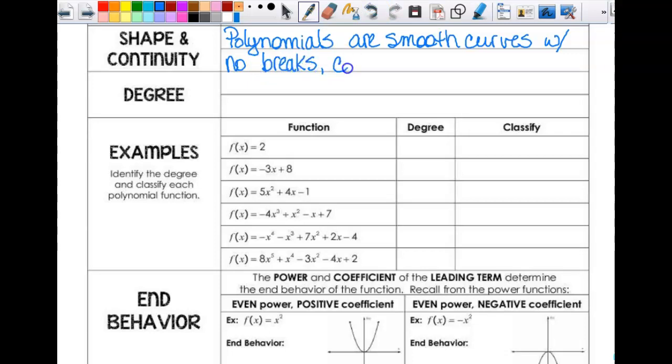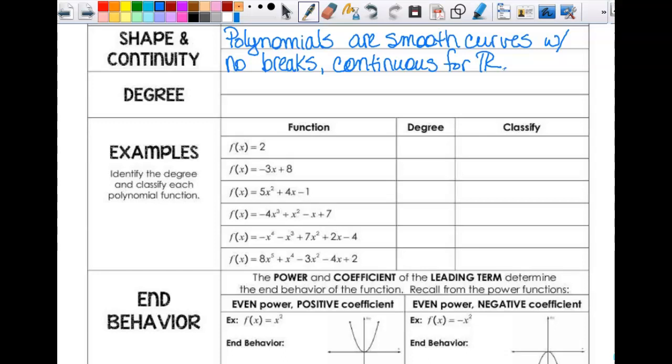Which means it's continuous for all real numbers. Okay, so we talked about continuity before, and we would have like jump or hole point discontinuity, that sort of thing. Polynomials are all continuous. So if I put my pencil down, I can draw the whole thing without picking it up. And the reason it says smooth curves, it's not pointy like an absolute value. There's no pointy. Everything is a curvy curve type of thing.